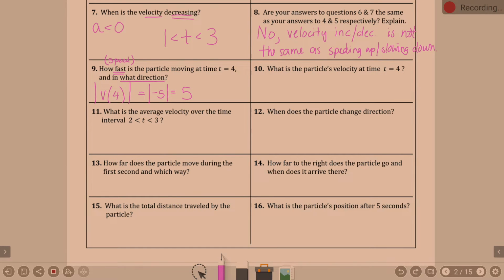So how fast is the particle moving? 5. I'm just going to say 5 because, first of all, it wouldn't be meters per second, it would be feet per second, because that's what it would be labeled. But I don't even have it labeled, I just have 5. In what direction? Left. Left because it is a negative, yes? And I have written down a negative direction. Now, what is the negative direction? That does translate to being left.